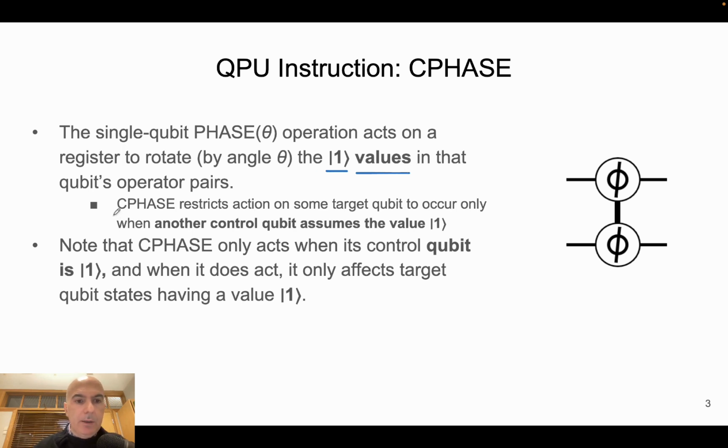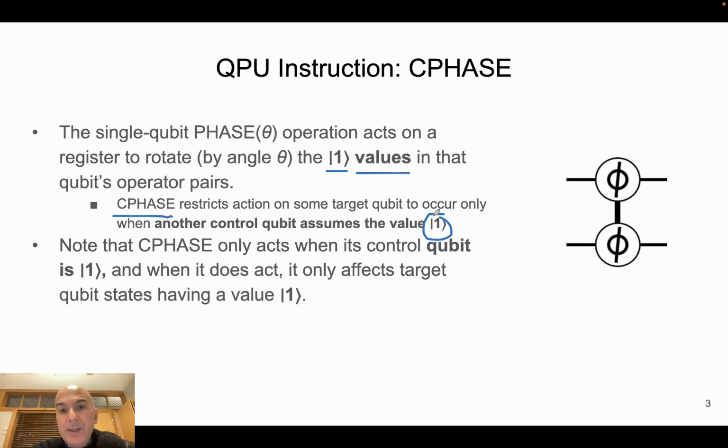Because a CPHASE is a control quantum gate, CPHASE restricts action on some target qubit to occur only when another control qubit assumes the value of 1. Note that the CPHASE only acts when its control qubit is 1, and when it does act, it only affects the target qubit states having a value of 1. So this is somehow a symmetry.